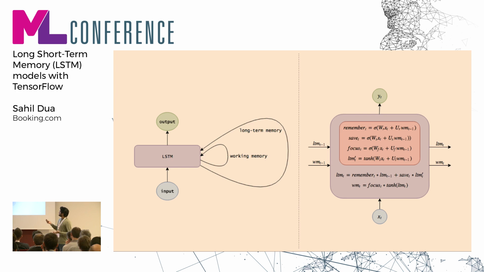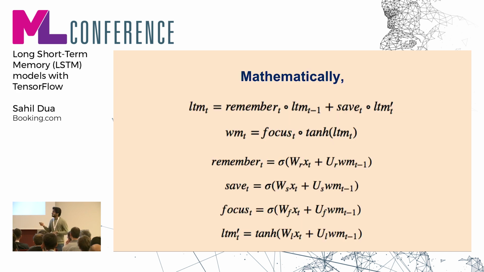So there are some mathematical equations, which means we have 3 mechanisms in this. One is remembering, one is saving, another one is focusing on what parts to focus on. All these 3 parts are actually small neural networks, small RNNs, recurrent neural networks, which means it decides on the basis of what it's going to remember. It multiplies that with the previous state that it has.